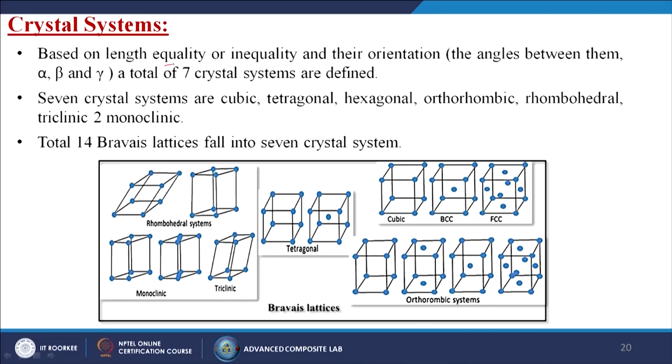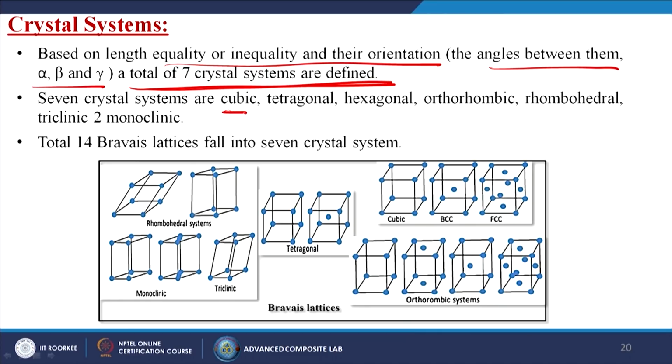So, what are crystal systems? Based on length, equality or inequality, and their orientations, the angles between them, alpha, beta and gamma, a total of 7 crystal systems are defined. The 7 crystal systems are cubic, tetragonal, hexagonal, orthorhombic, rhombohedral, triclinic and monoclinic. A total of 14 Bravais lattices fall into these 7 crystal systems.